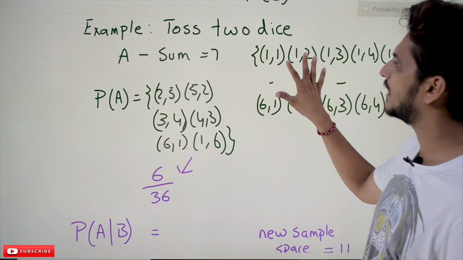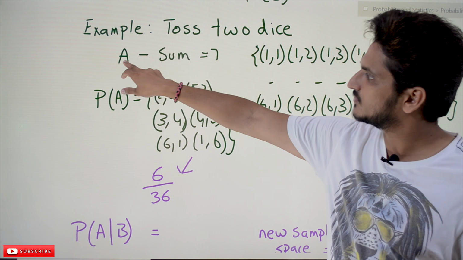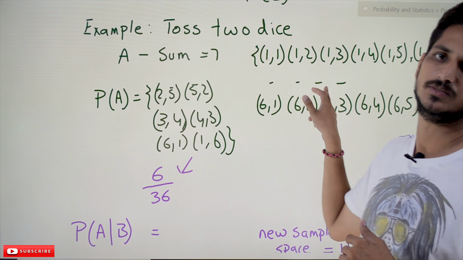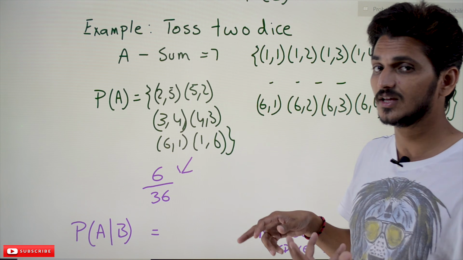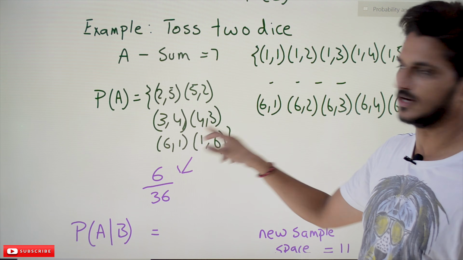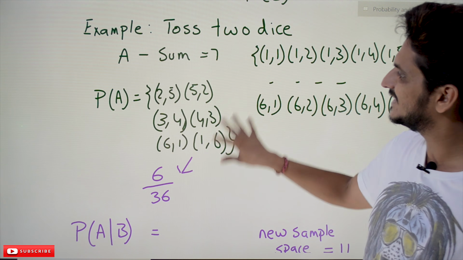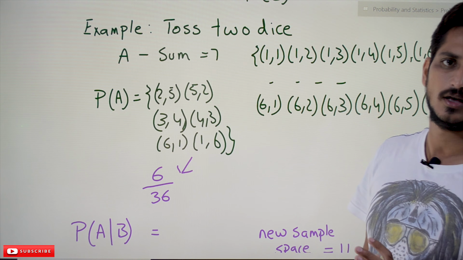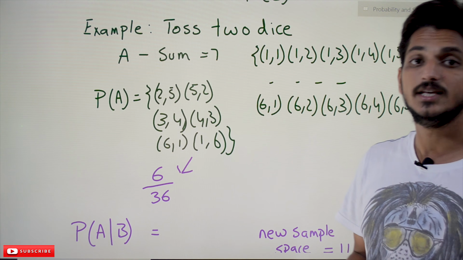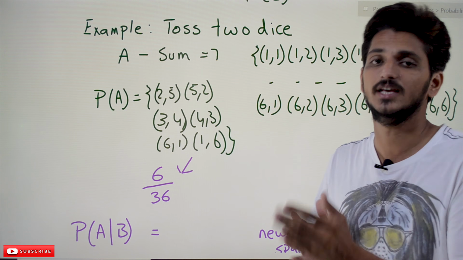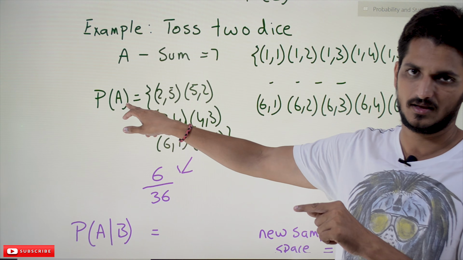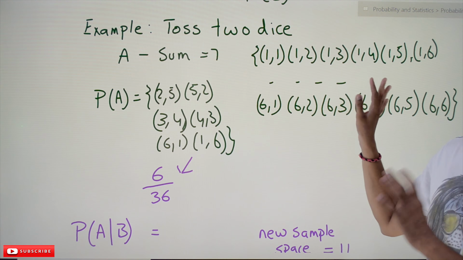How do we find the probability value? It is obtained by the number of chances we have to obtain event A divided by the sample space. So how many chances are there to obtain a sum equal to 7? 2 5, 5 2, 3 4, 4 3, 6 1, 1 6. Total 6 possibilities are there. So our probability is 6 by 36. See here, there is no condition mentioned. It's just the probability of event A. This is our total sample space.